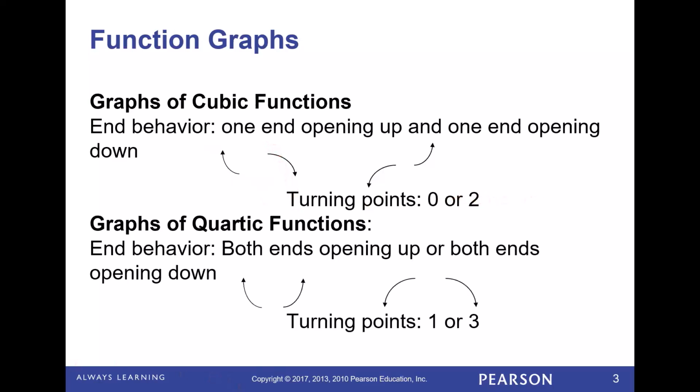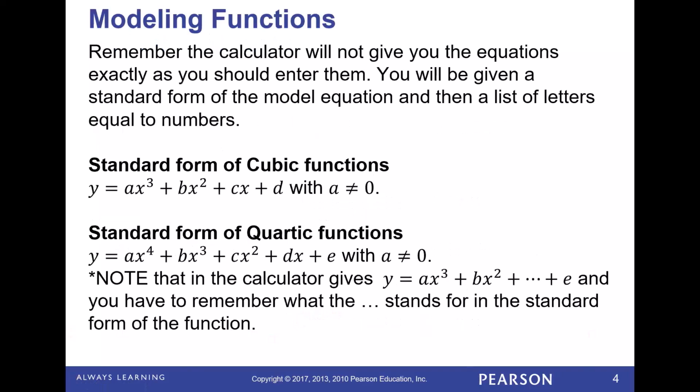Now with that also we have quartic, and this is where both ends are up. So both sides can be up or both sides can be down. There's going to be 3 or 1 turning points in these. Now with these also, we do have our modeling and our functions.